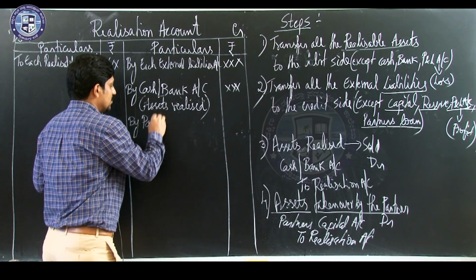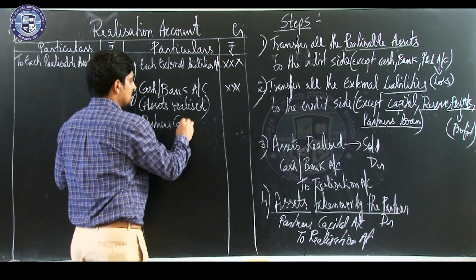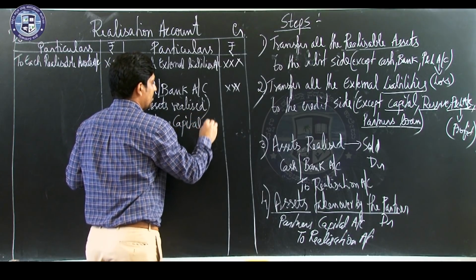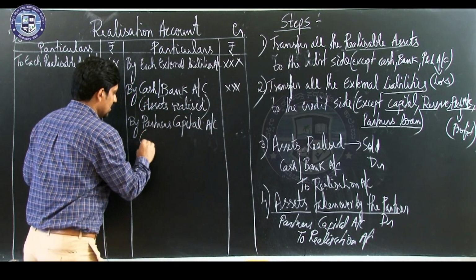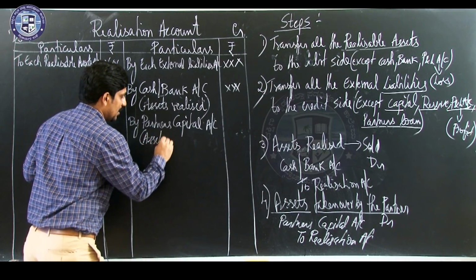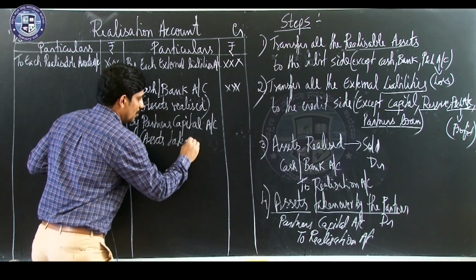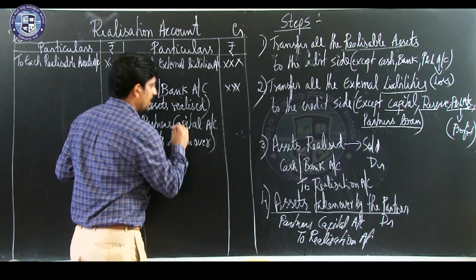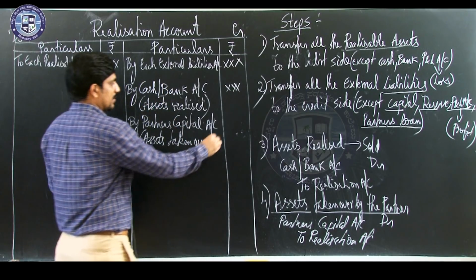It is an income. So instead of writing cash now, what you have to do? We have to write the name of the partner who has taken over the asset. So, assets taken over. That is the fourth step.